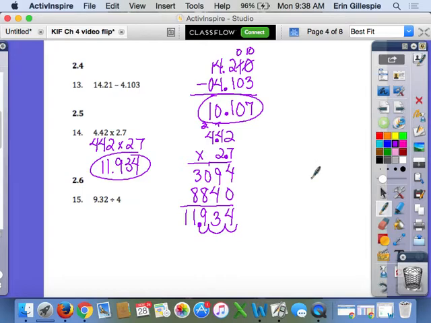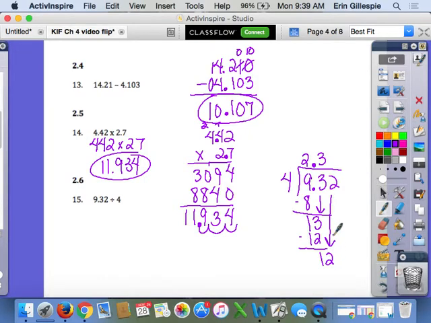Dividing, we have 9 and 32 hundredths divided by 4. Our divisor has to be a whole number, and it is, so great. That means the decimal stays where it is here in the dividend and just gets pushed up to the same spot in the quotient. And then I divide like normal. So 4 goes into 9 twice, giving me 8. 4 goes into 13 4 times. Not 4 times. There we go, 3 times. And then 4 goes into 12 3 times. So 2 and 33 hundredths is our answer for number 15.